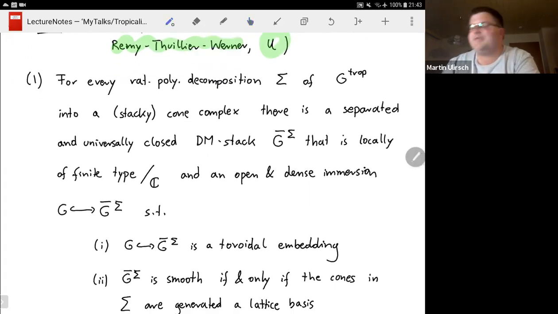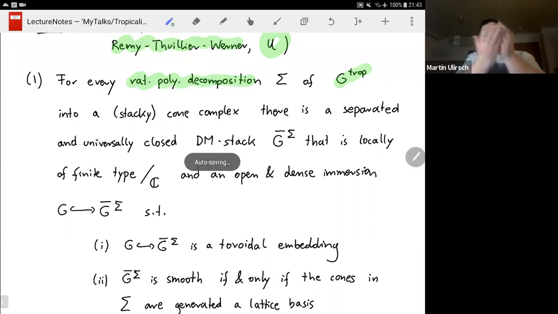Now we have defined this weird, beautifully symmetric and polyhedral space called the Goldman-Iwahori space. And now we can say that for every rational polyhedral decomposition of that space, meaning that in each of the copies of R^n you're choosing a fan structure that is compatible with each other when things come together.